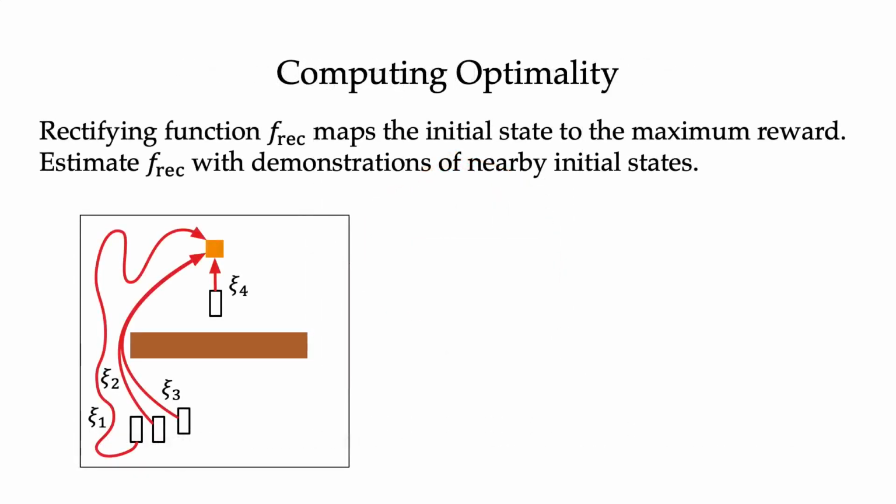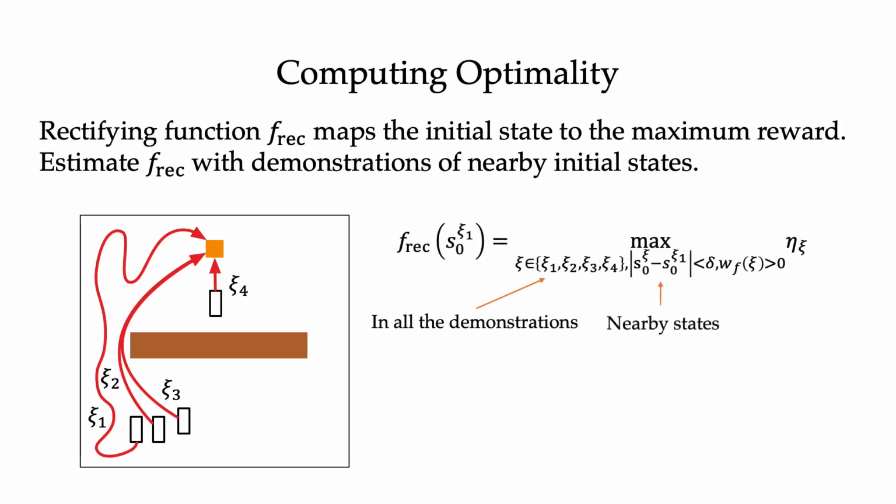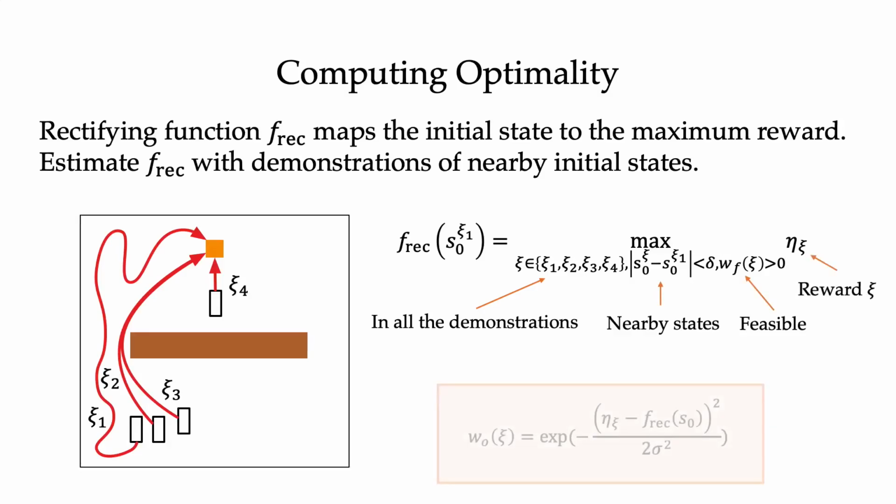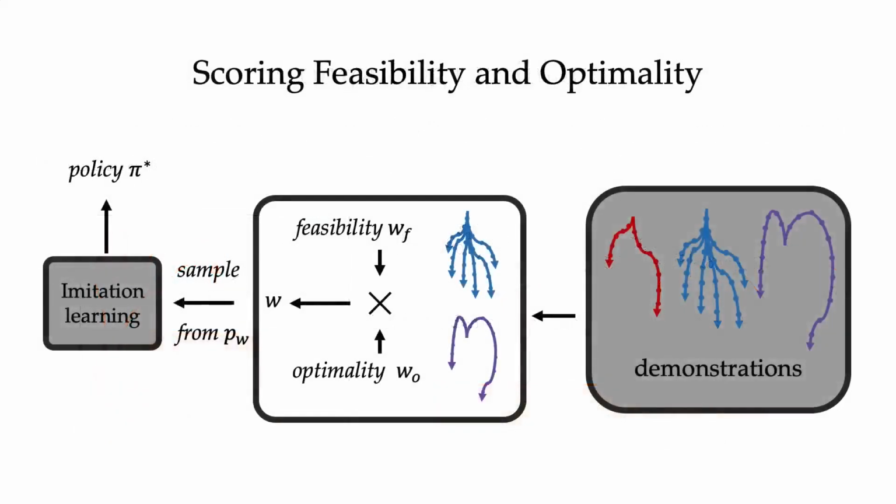So we define a rectifying function at each initial state as the maximum reward for trajectories starting from this initial state. We estimate the rectifying function from nearby initial states. Here in all demonstrations, we find feasible demonstrations with nearby initial states and use the maximum reward in these trajectories. We then define the optimality as the negative distance between the trajectory reward and the maximum reward. Now that we have both feasibility and optimality scores, we can perform imitation learning by sampling demonstrations based on the score defined by the product of feasibility and optimality.